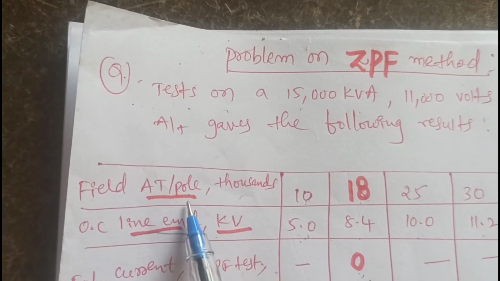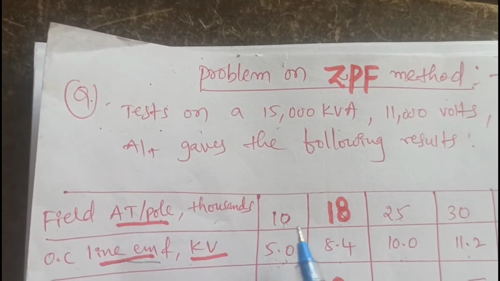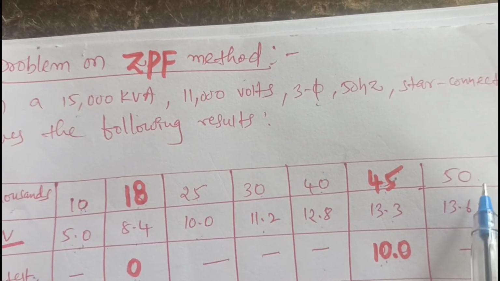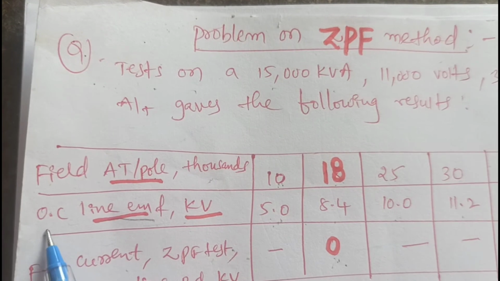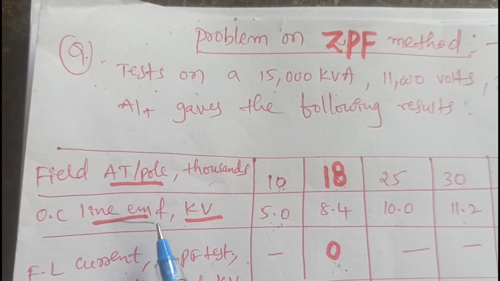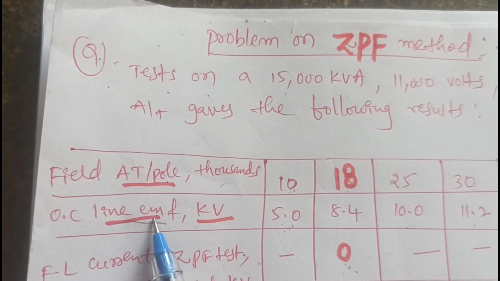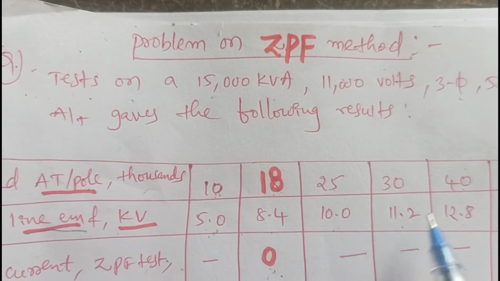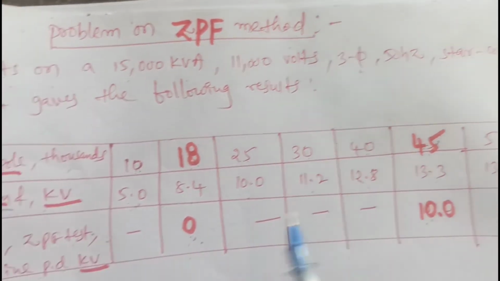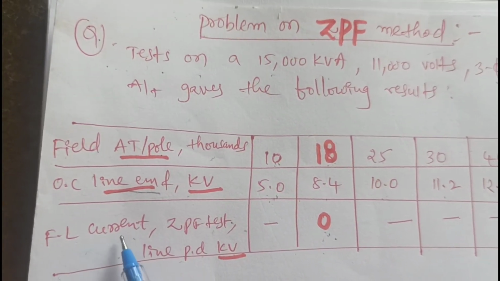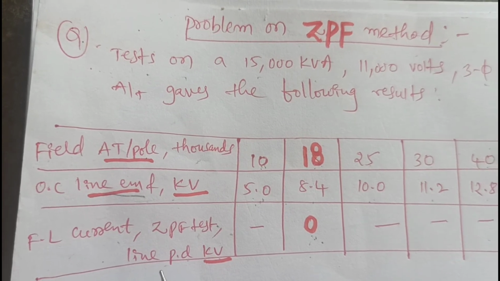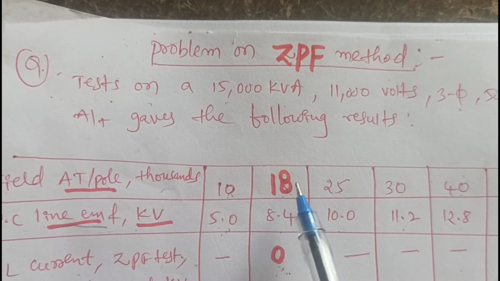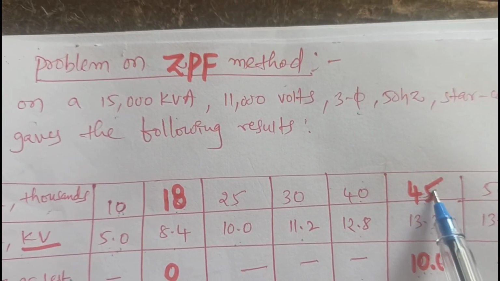Field ampere turns per pole in thousands: 10,000, 18,000, similarly 25 up to 50. Next, open circuit line EMF is given. This is not a per phase EMF, this is the line EMF in kilovolts: 5 kilovolts, 8.4 up to 13.65 kilovolts. Next, full load current at ZPF test, potential difference in kilovolts: at 0 kilovolts you got 18 ampere turns, and at 10 kilovolts you got 45 ampere turns.